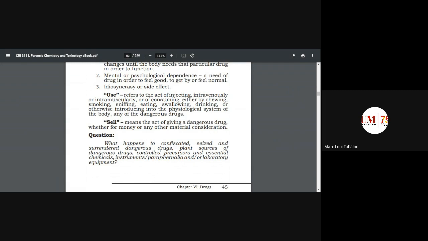For selling, of course, giving of dangerous drug with or without consideration, as long as you give it or you transfer the drug itself, that's selling. Okay, so we'll proceed to the next chapter, which is the examination of dangerous drugs.